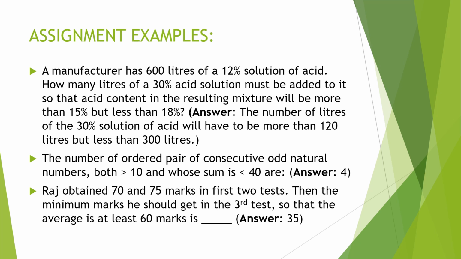Third one: Raj obtained 70 and 75 marks in the first 2 tests. Then the minimum marks he should get in the third test so that the average is at least 60 marks is how much? It is 35. Minimum he should get 35 so that the average is at least 60 marks.